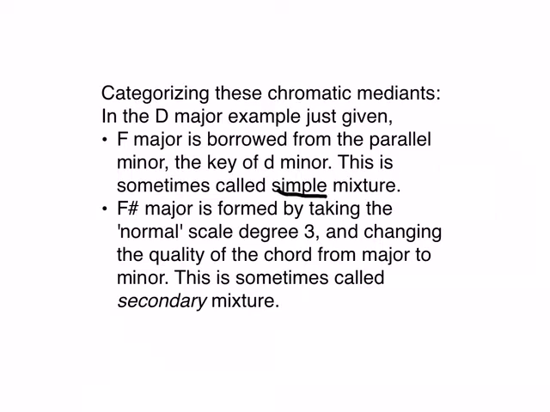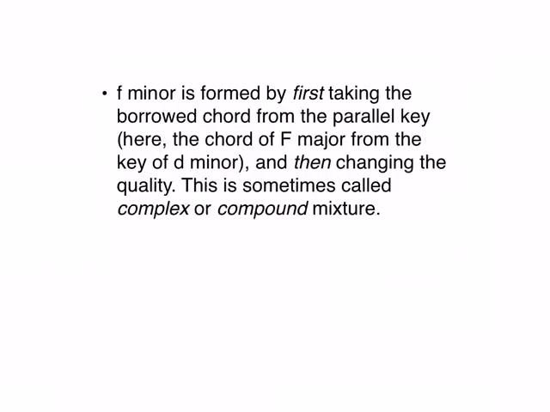F sharp major is formed by taking the normal scale degree 3 in D major, F sharp, and changing the quality of the chord from minor to major. So F sharp minor becomes F sharp major, and this is sometimes called secondary mixture.